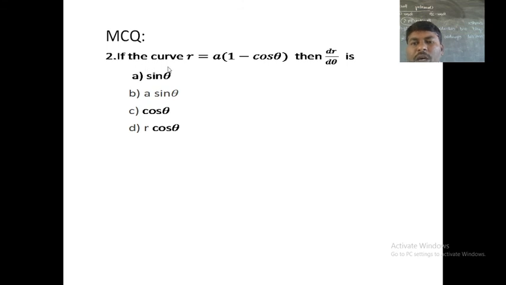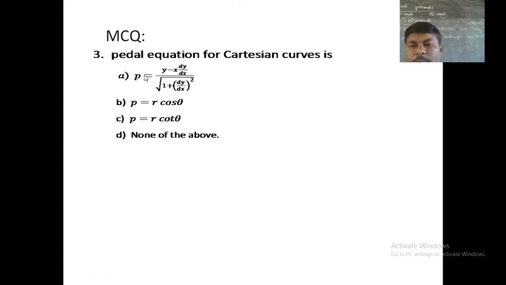Next, if the curve r is equal to a into 1 minus cos theta, then dr by d theta is, here we have to differentiate this curve with respect to theta, then we get, the answer is B, a sin theta. Third question, Pedal equation for Cartesian curve is, p is equal to, answer is A, p is equal to y minus x dy by dx divided by square root of 1 plus dy by dx whole square.